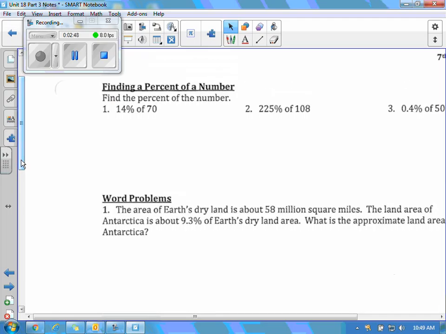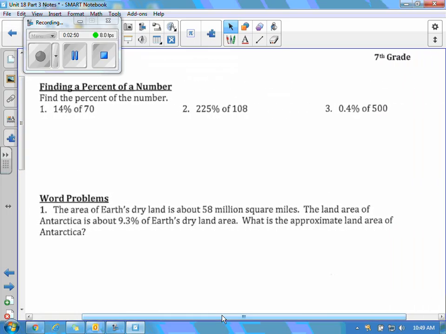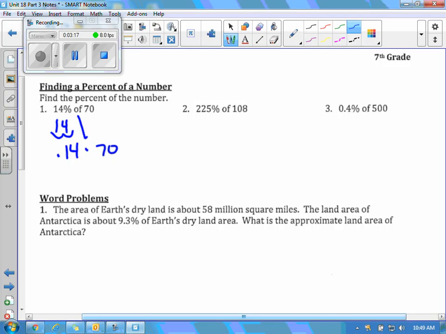On the back side, now we're going to look at finding a percent, just like we did in part 1 and part 2. It says, find the percent of the number. The first one says 14% of 70. So, again, a third way to do this, we're going to start by taking 14% and turning it into a decimal. I can drop off the percent and move it to the left. So I'll have 0.14. The word of means multiply. So I'll have 0.14 times 70, and I'll get 9.8.